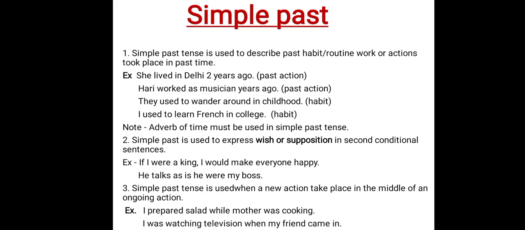As you can see, if I were a king, I would make everyone happy. You can see it's a wish or supposition which is not possible, which is impossible. And the conditional part, if I were a king, has been written in simple past tense. The past form of be has been used.